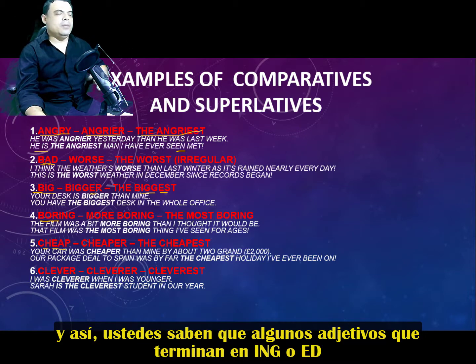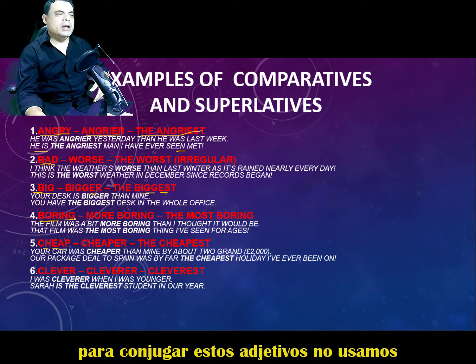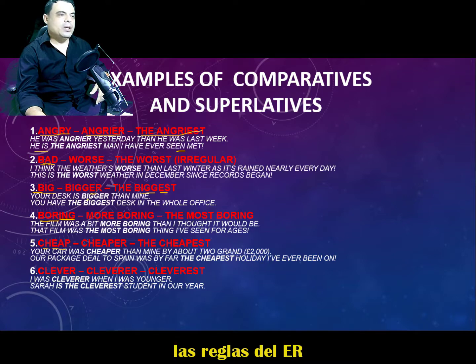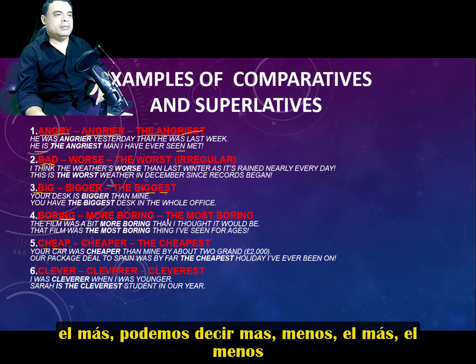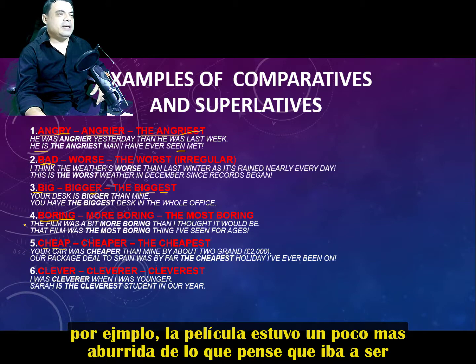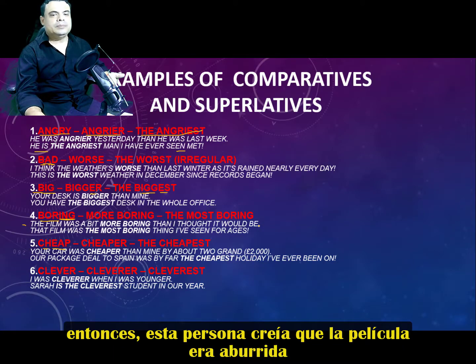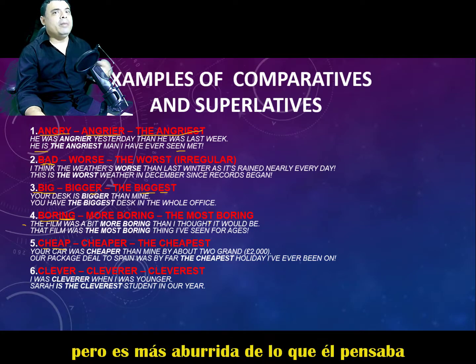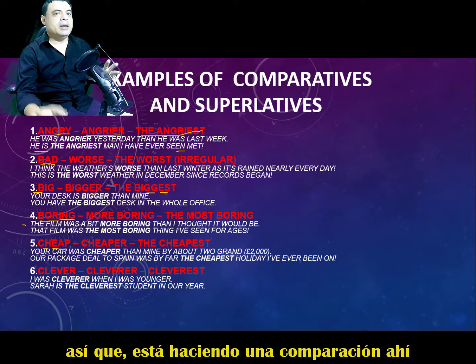And you know, some adjectives end with the ing or ed form. For these adjectives, we don't use the rules about the er. We say more or less, or the most. Yes, we can say more or less, the most, or the least. For example, they say, the film was a bit more boring than I thought it would be. So this person believed that the movie was boring, but it's more boring than he thought. So he's making a comparison there.